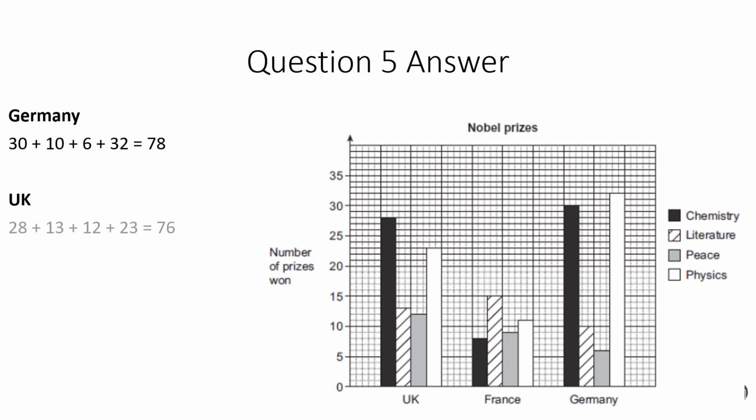For the UK, if you add up the 4 bars for the UK, we've got 76. And then if you add up those 4 bars for France, you get 43. So we can see there clearly that Germany has won the most. Again, this is an example of a comparative bar chart. Because we're comparing each individual prize for each country, that's why we've got those 4 bars together for each country.